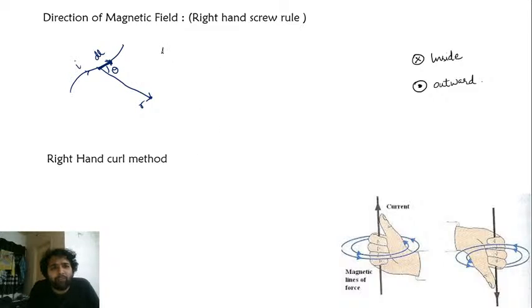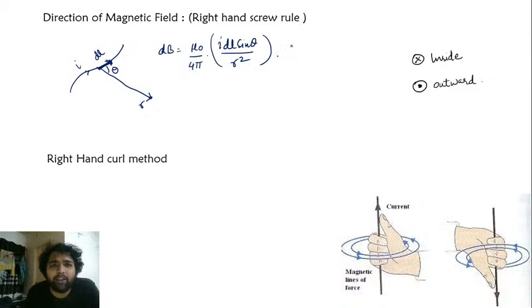So what will the magnetic field be? dB will be equal to mu naught by 4 pi into I dl sin theta by r square. In vector form, you will write I into dl vector cross r vector by r square, into mu naught by 4 pi.